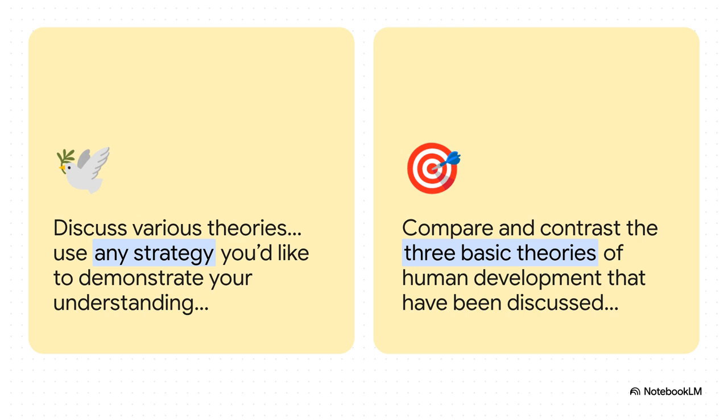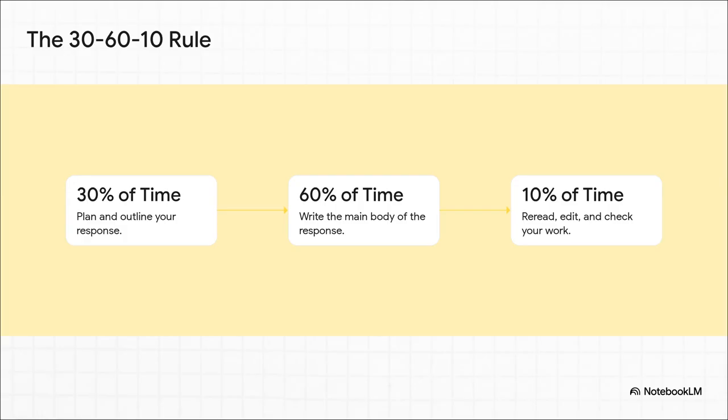It's an invitation for creativity, letting you show what you know however you see fit. But the restricted response on the right, that's much more focused. It sets clear boundaries, telling you exactly what to do. Neither one is better. They just measure different things. And here is a fantastic practical tip for you.